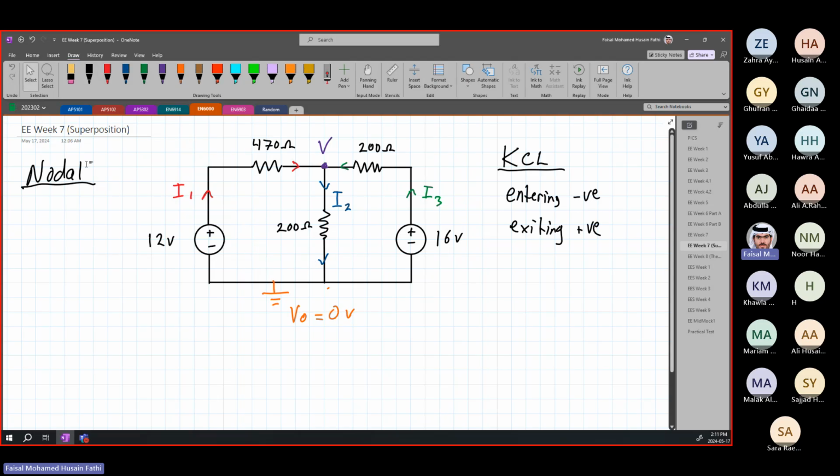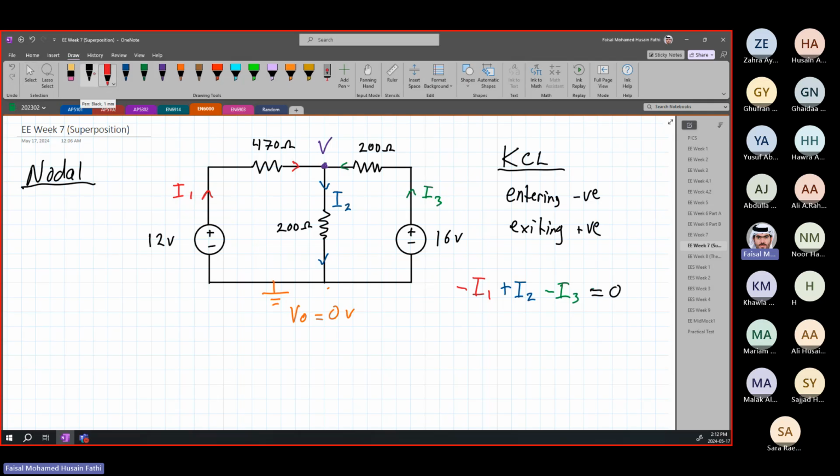So nodal, what did we do? We used to apply KCL. Negative is for entering and exiting is positive. So we're looking at this node. We can see that this current is entering, so I1 is going to be negative. I2 is exiting, so it's going to be positive, and I3 is entering the node, so it is also going to be negative. So we write minus I1 because it's entering, plus I2 because it's exiting, and minus I3 because it's entering, and this is all equal to 0.